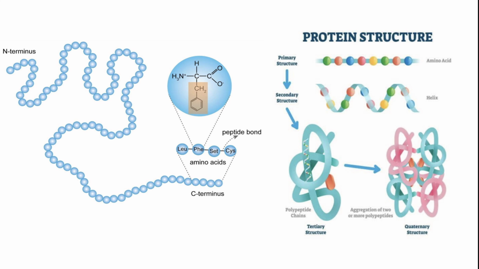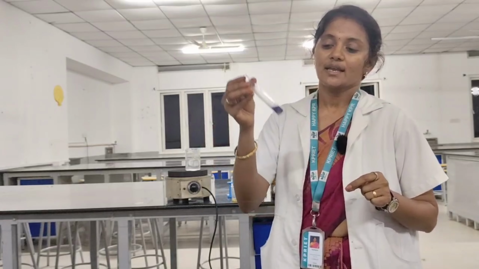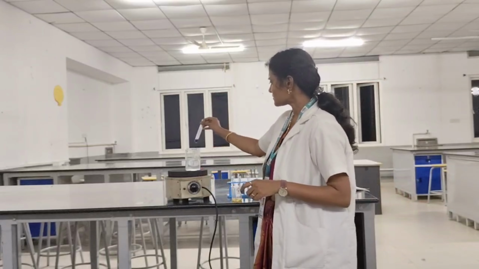Coming to the Ninhydrin test, to 5 ml of the protein sample, add 0.5 ml of Ninhydrin reagent and heat in the water bath. We can see the purple color formation, which denotes the presence of free amino acids. The free amino acids present in the proteins can be easily identified by this Ninhydrin test.